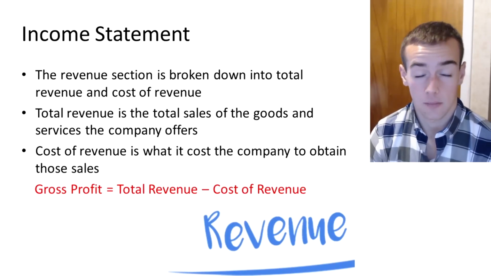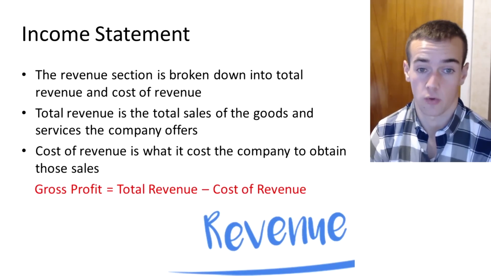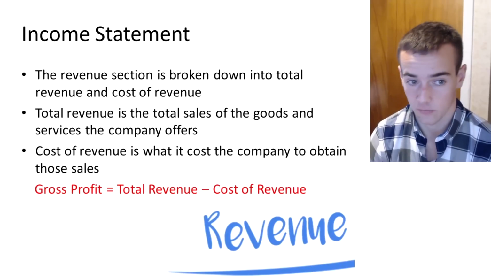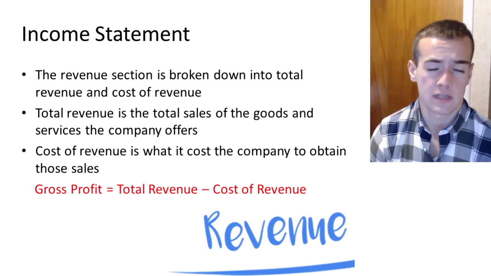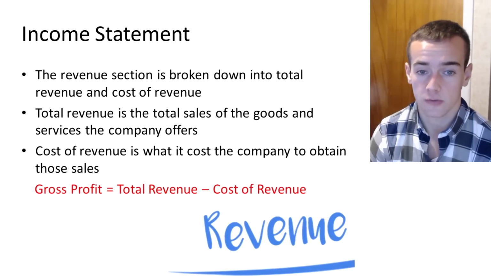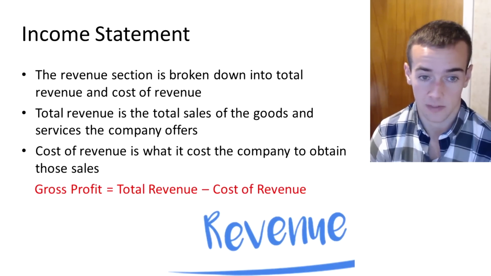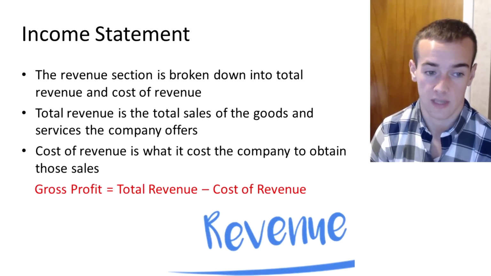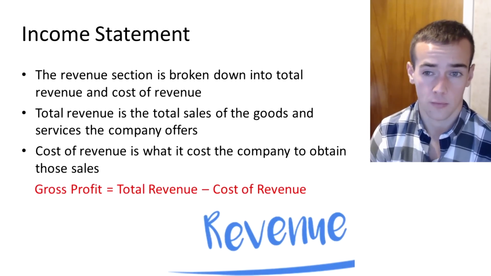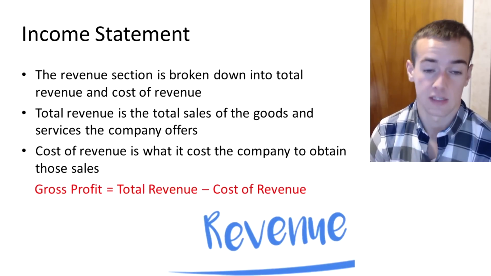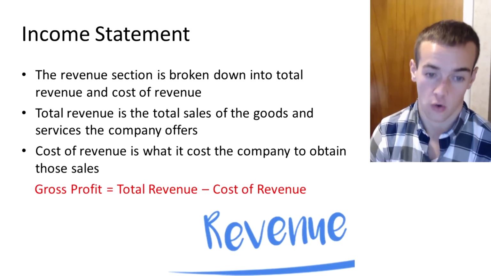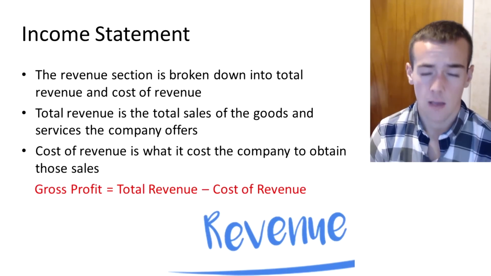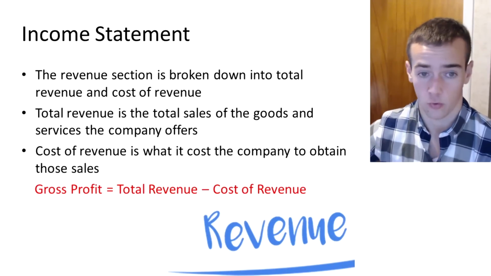Now, as far as the income statement goes, the revenue section is broken down into total revenue and then cost of revenue. And this is very easy to understand. Total revenue is the total sales of the goods and services the company offers, and the cost of revenue is what it costs the company to obtain those sales. So what we will remember here is that your gross profit is equal to your total revenue minus your cost of revenue. So all of the money you made on the sales of your goods and services, minus what it actually cost you to obtain those sales, is what's going to be known as your gross profit.